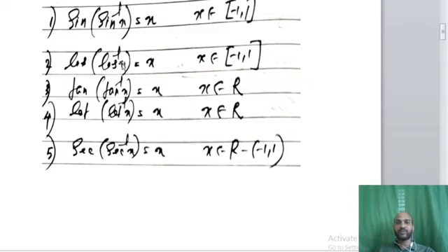cos(cos inverse of x) equal to x, where x belongs to -1 to 1, where -1 to 1 is the range of cos x. tan(tan inverse of x) equal to x, where x belongs to R, where R is the range of tan x. Similarly, you can prove cot(cot inverse of x) equal to x, sec(sec inverse of x) equal to x, and cosec(cosec inverse of x) equal to x. I will prove one result for you. Similarly, you can prove all other results.